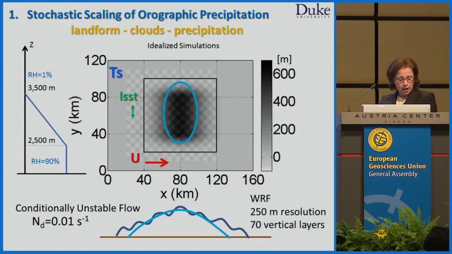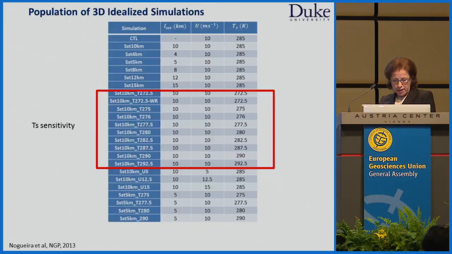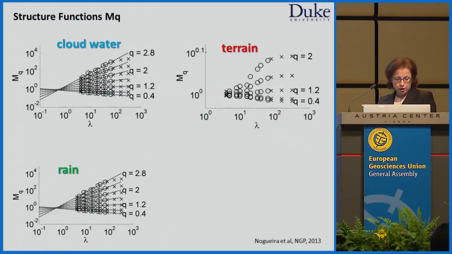Conditionally unstable, it's really stable, given this distribution and stable flow. So basically, these kinds of tests were built on Dale Durran's work over many years looking at linear theory investigation of orographic precipitation effects. So we simulated a number of different types of 3D simulations with this setup, and I'll focus results on the sensitivity to the changes in the surface temperature.